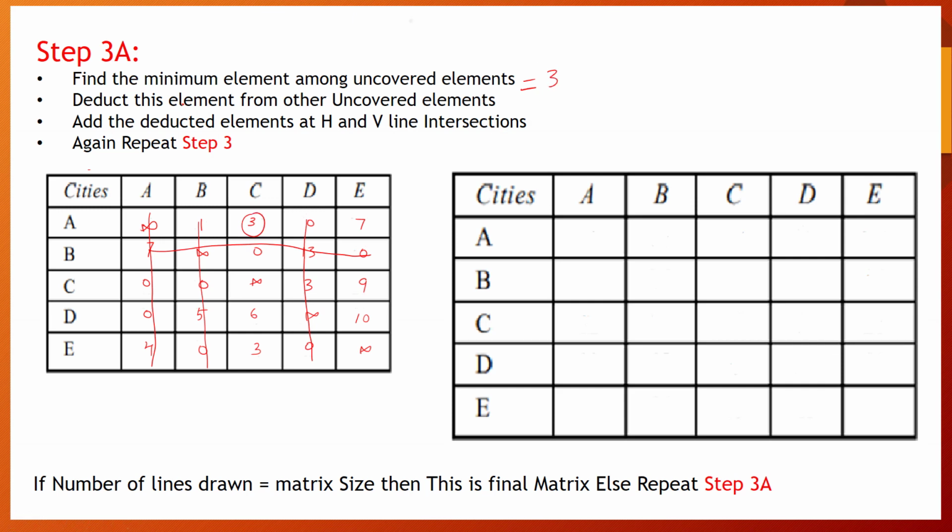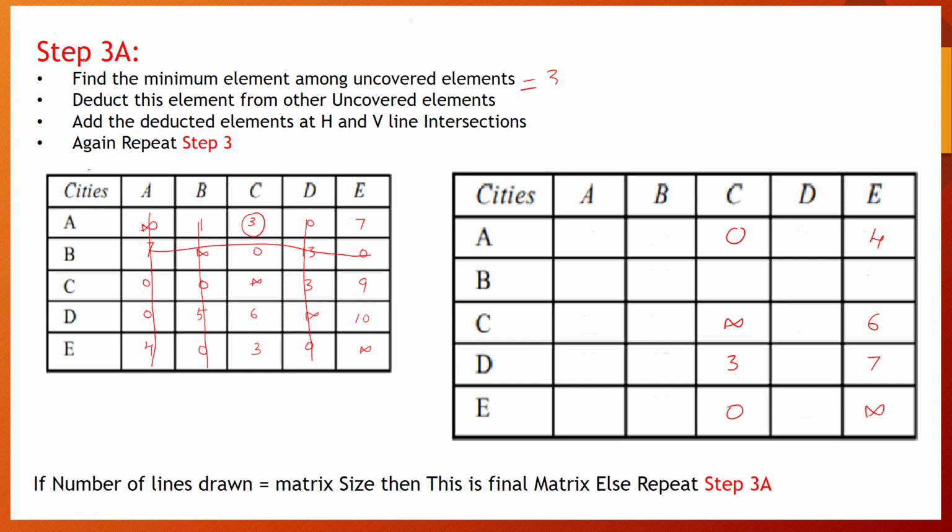The next step is to deduct this element from the other uncovered elements. From 3 we remove 3, it becomes 0. From 7 we remove 3, so it becomes 4. Infinity will always be infinity. 9 minus 3 becomes 6. 6 minus 3 is 3. 10 minus 3 is 7. 3 minus 3 is 0, and infinity minus 3 will be infinity.